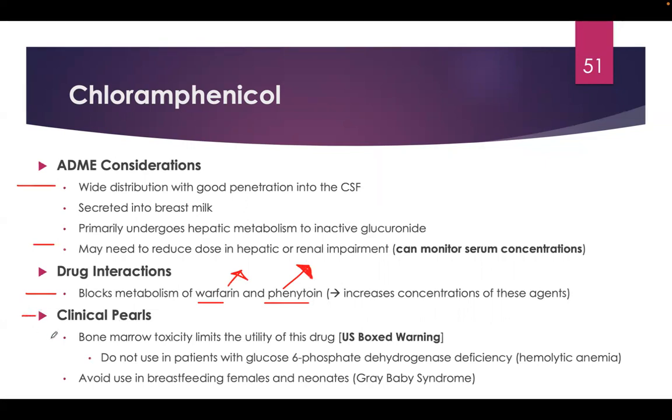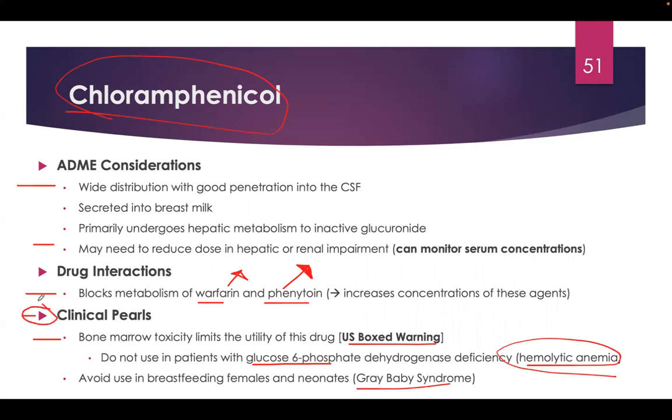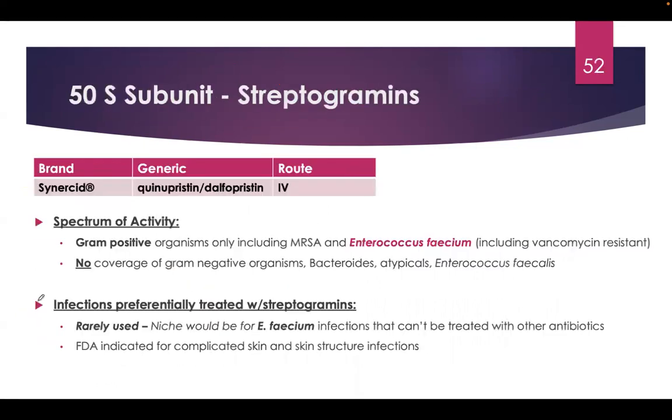The pearls, though: bone marrow toxicity is the biggest rate limiting step. That's a US black box warning and something you're going to have to be appreciative of. We cannot use it in breastfeeding mothers or neonates because of the risk of gray baby syndrome. And we can't use it in those with glucose-6-phosphate dehydrogenase deficiency. Hemolytic anemia will occur. So mainly with chloramphenicol, we've used it in some ranchers before and things like that, but appreciate those clinical pearls.